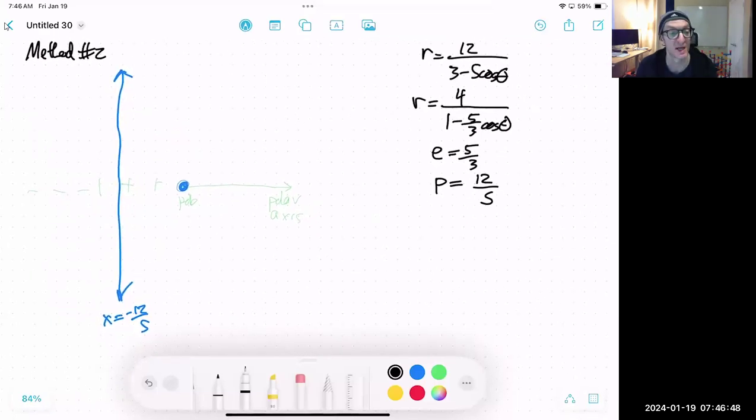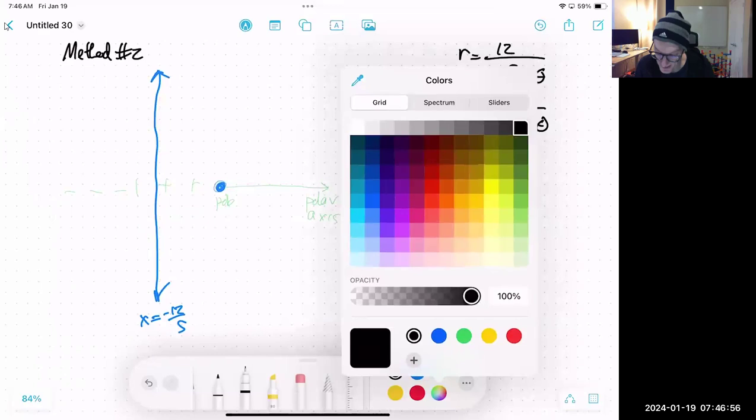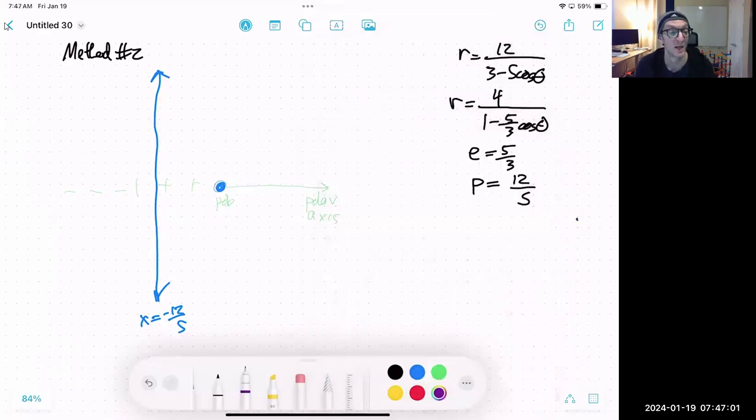Method number two says, yo, when you go to draw the hyperbola, don't just draw some sort of sloppy picture or whatever. Let's figure out exactly where this hyperbola crosses through this line connecting the focus and the directrix.